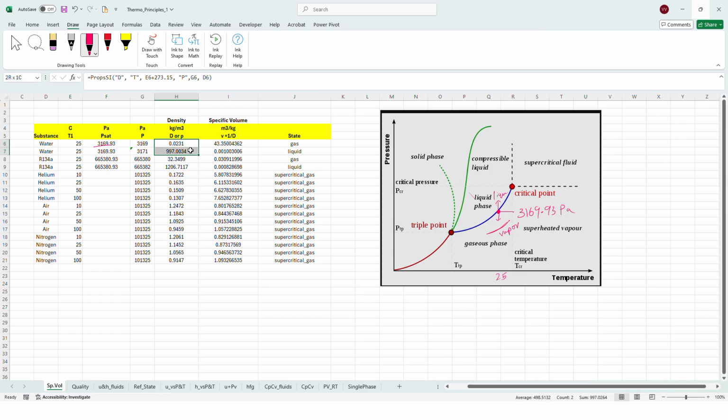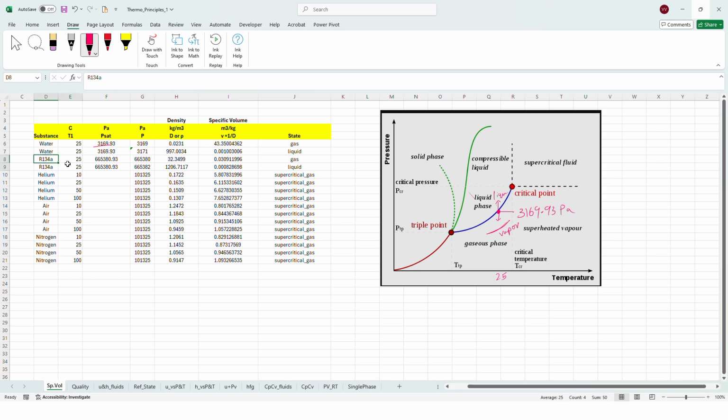So what did we get? The density of the gas phase is so low that the meter cube per kilogram, or the specific volume, is huge for water vapor compared to other gases. And the density of the liquid is of course close to the 1000 kilogram per meter cube of water, and the specific volume is really low because of that.